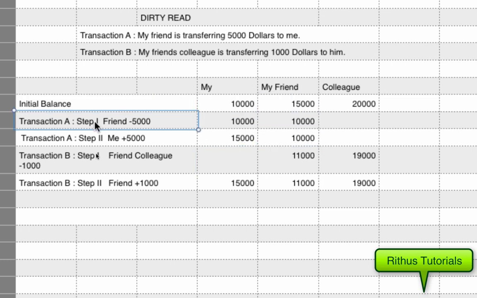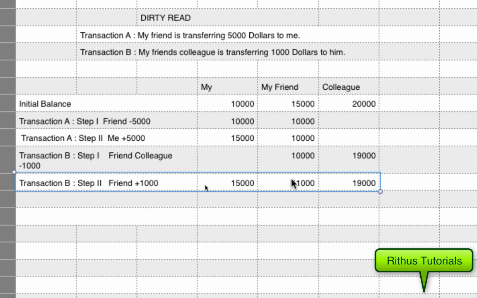If everything happens properly, and here I am assuming those transactions run in sequence, first transaction A is run and then transaction B is run. The first step is my friend's account is debited by 5,000, so 15,000 becomes 10,000, and the next step is my account gets credited with that, so I get 15,000. Then transaction B happens where my friend's colleague's account is deducted by 1,000, this should have been 10,000, and then my friend's account is given those 1,000, so 10,000 becomes 11,000. So this is what you would expect.